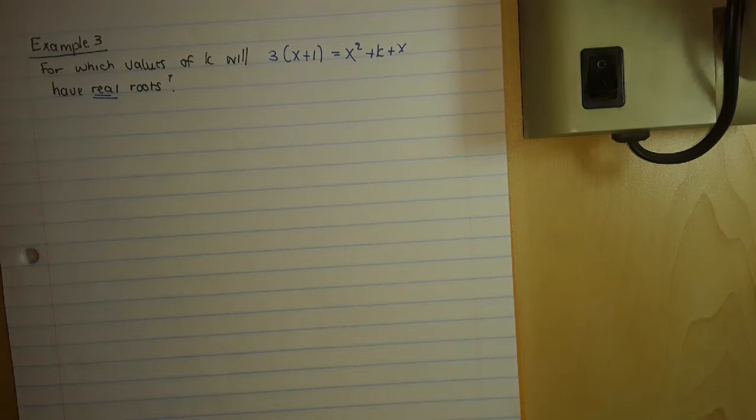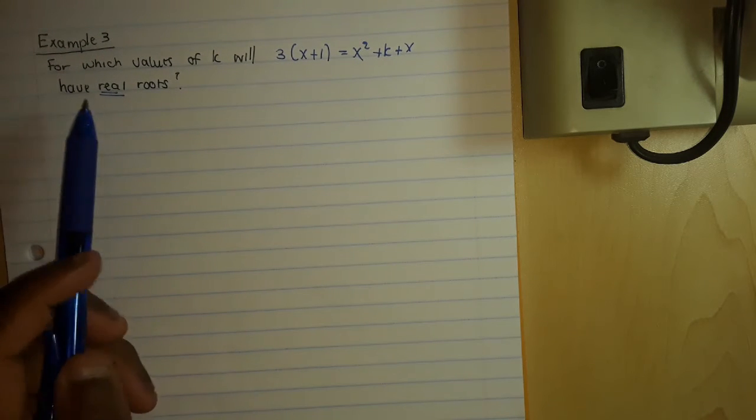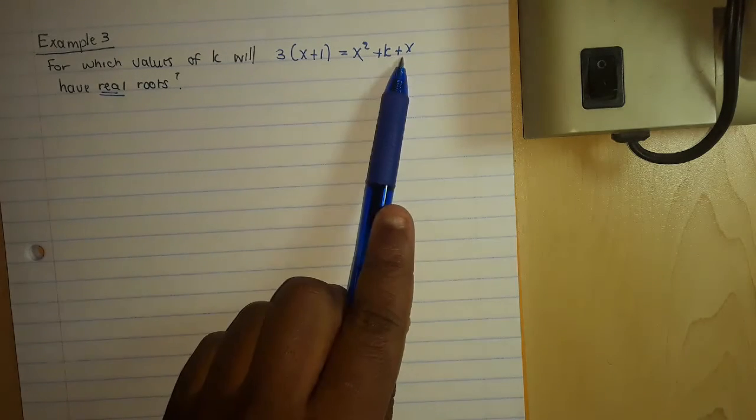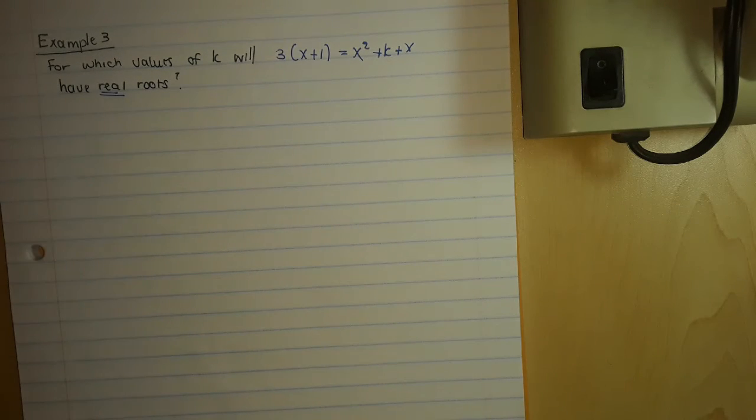Next up, we're looking at example 3 of the nature of the roots. The question is asking us, for which values of k will this expression have real roots? And the first thing you need to note is that we are working with a question relating to the nature of the roots. In order for us to work with any problem relating to nature of the roots, we need to determine our delta, right?